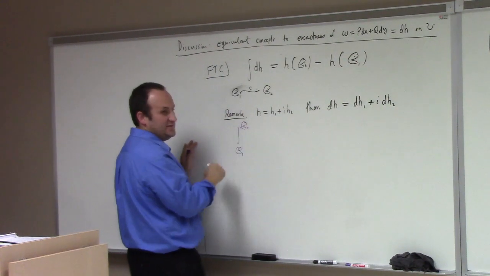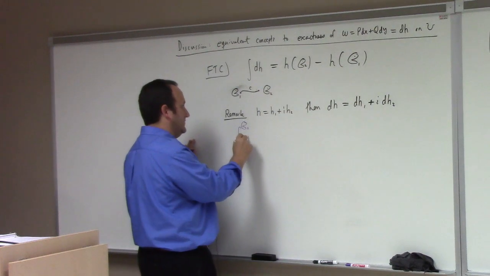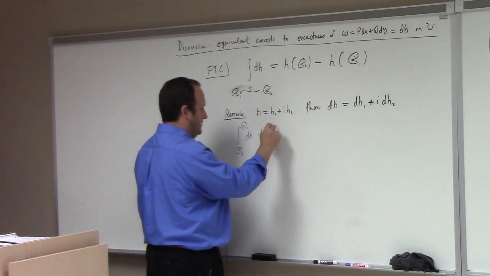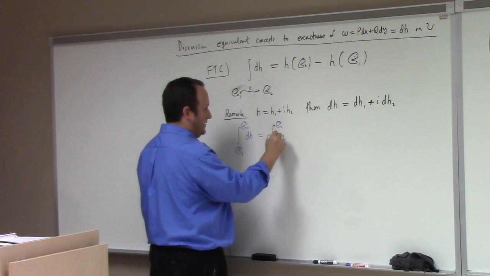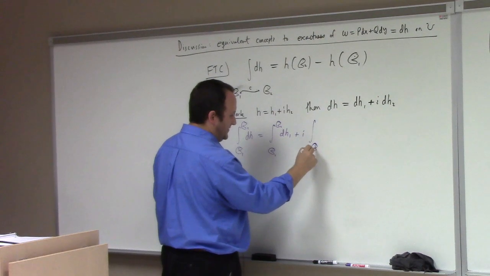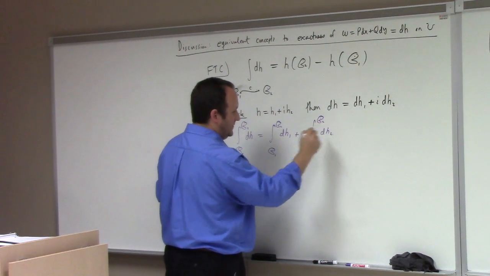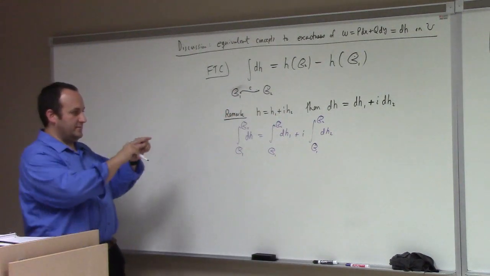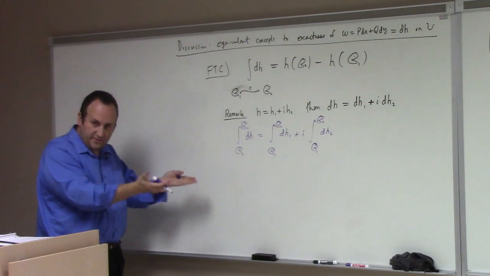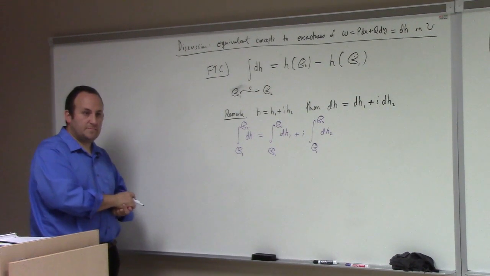It's Pac-Man 1 to Pac-Man 2, yeah? If you're willing to use this as a notation for the integration that goes from one to the other of dh, it's equal to the integral from Pac-Man 1 to Pac-Man 2 of dh1 plus i times the integral over the Pac-Mans of dh2. And those I can separately apply the ordinary calculus 3 fundamental theorem of calculus for line integrals, yeah?